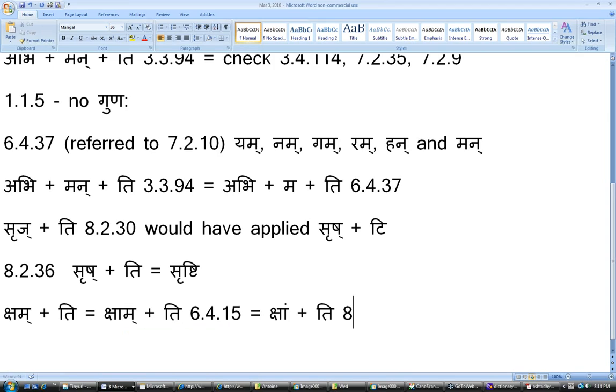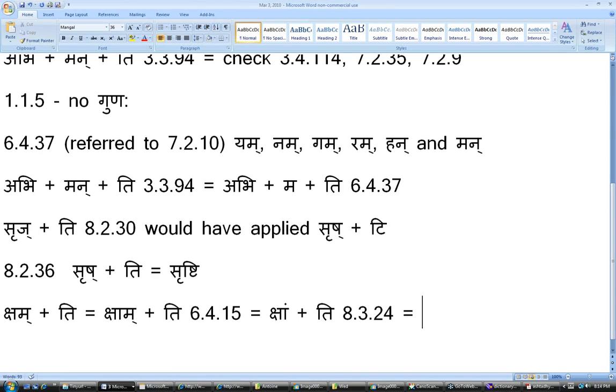And then finally, we're going to use anuswarasya yai parasavarnaha. Get used to this sequence, by the way. This is a very, very common sequence. You're going to hear this hundreds, thousands of times. If you have the nakara or makara, which is non-padanta, followed by a letter which is jal, in that case, that becomes an anuswara.